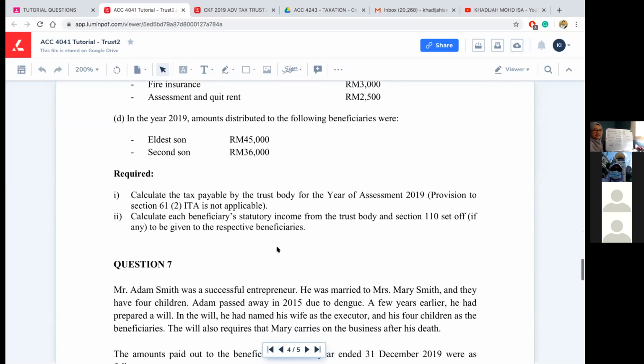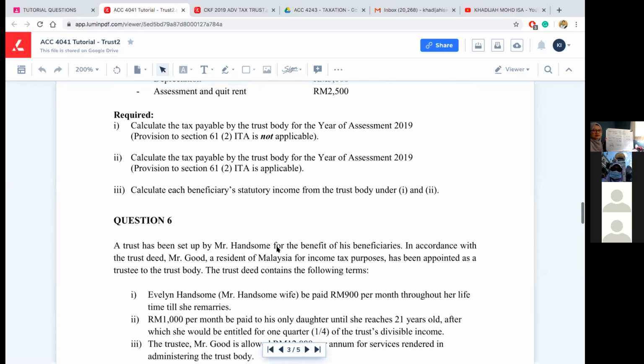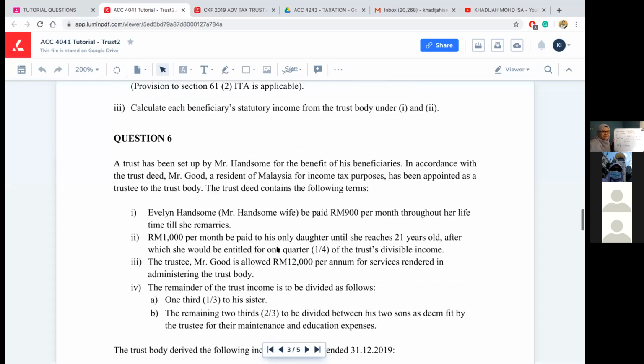Part 3, where it says calculate the beneficiary under 1 and 2, means that you will assess the same gross amount. The difference is that where tax is paid at the trust level, the beneficiary will be given tax credit. But if you apply 61(2), there's no tax credit given to the beneficiaries. So that answers your question number 5.